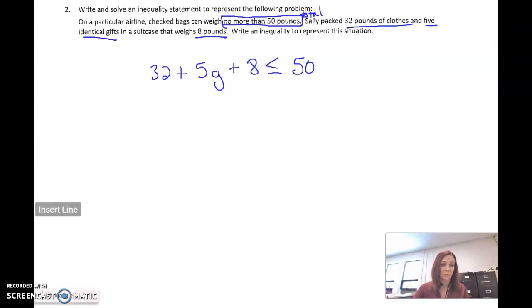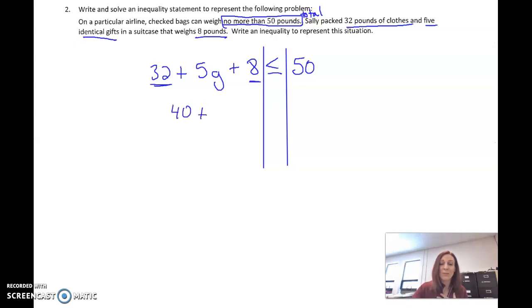So I put my lines around my inequality so I can remember what each side is. Now remember, we have to simplify first. I have like terms. Remember all that time we spent with like terms? Can I add 32 and 8 together? Yeah, 32 plus 8 is 40. So I can make this problem simpler by putting the 32 and 8 together to give me 40. And then I just have 40 plus 5g is less than or equal to 50.